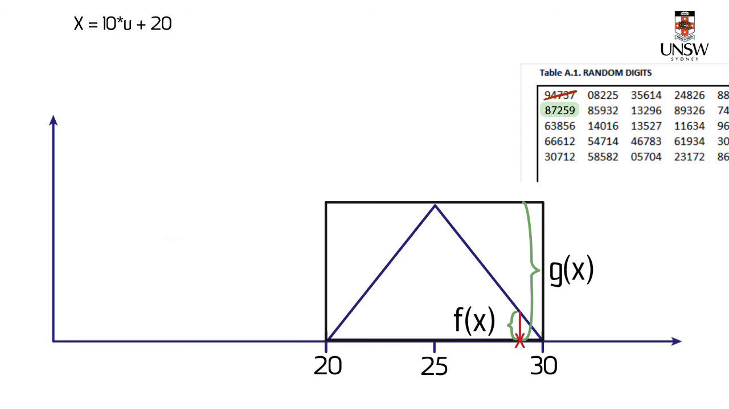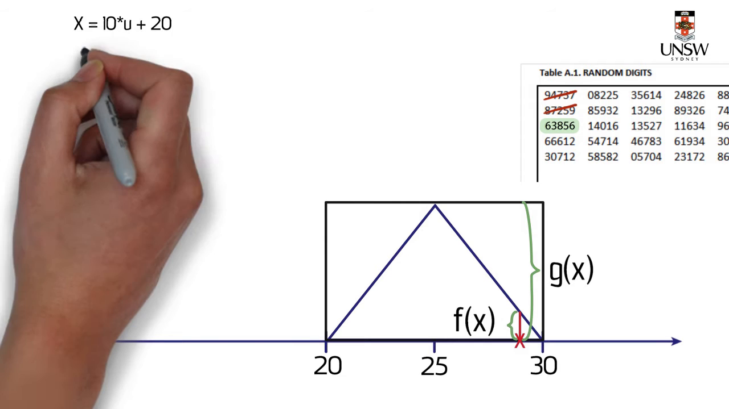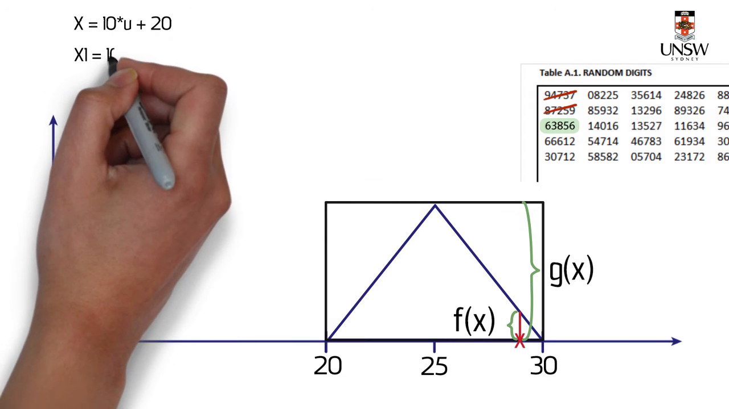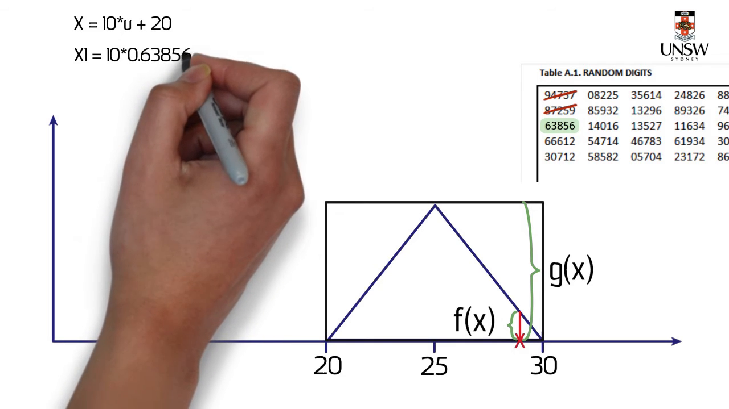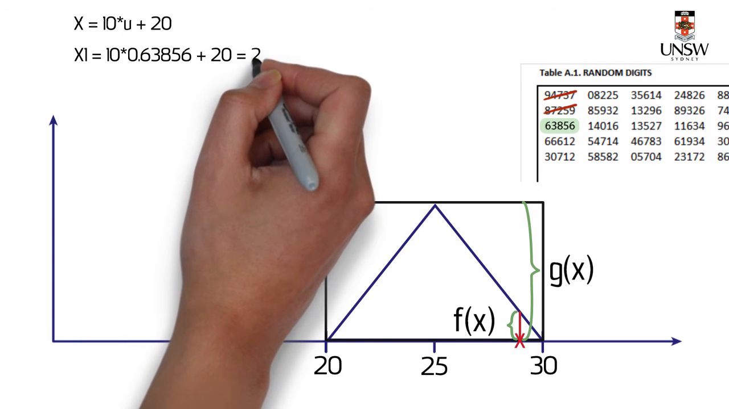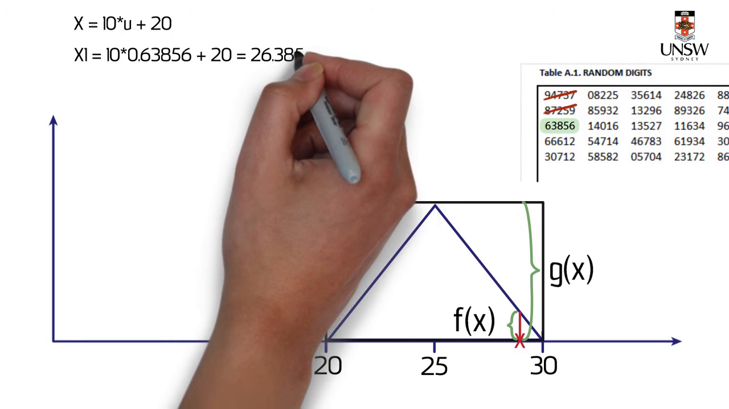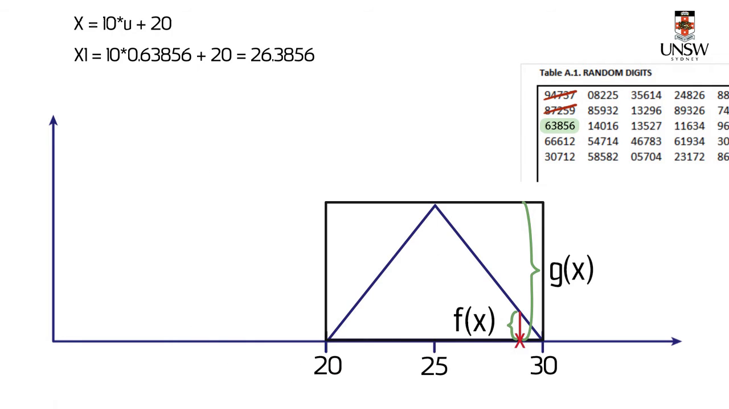The next number on the list is 63856. We insert this into our inverse of F equation. x1 equals 10 times 0.63856 plus 20, which equals 26.3856. Just in case that doesn't match, x equals 10 times 0.63856 plus 20, which equals 26.3856.